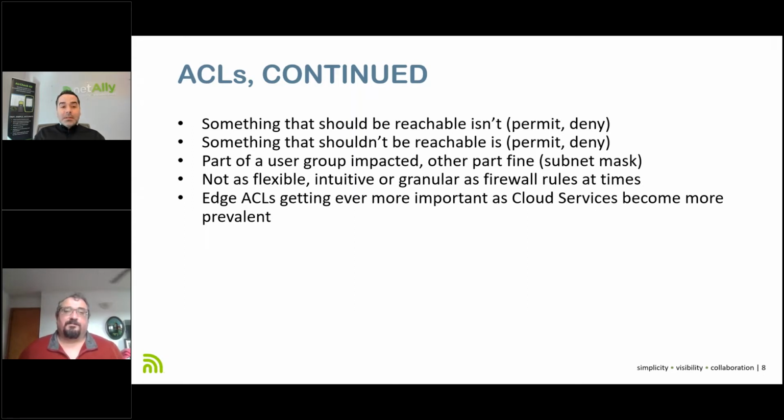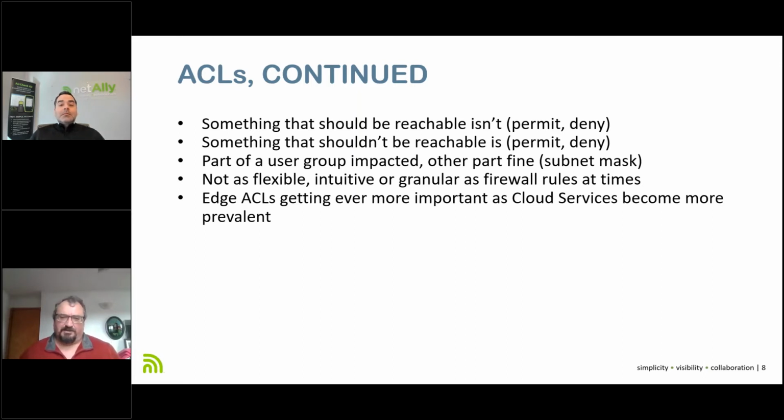Nice. Now, just a little bit more on ACLs, right? Just in case anybody's listening who doesn't really get what we're talking about, basically something you should be able to reach isn't, or something you shouldn't be able to reach is, so you've got maybe a security problem.